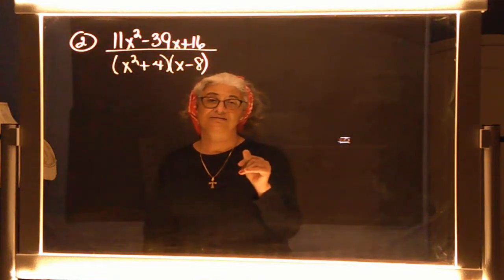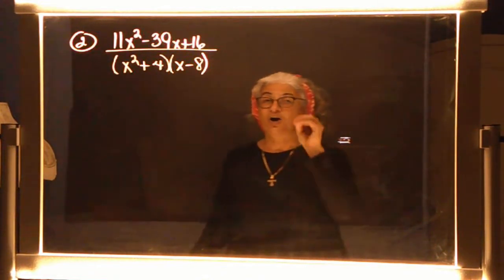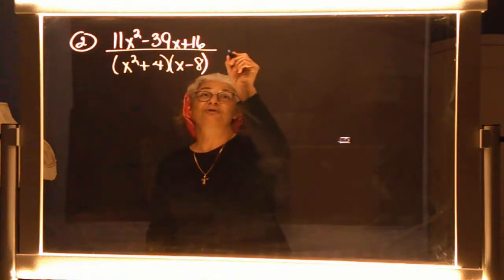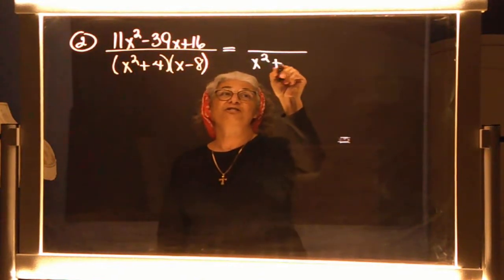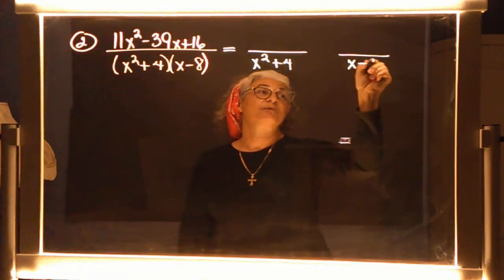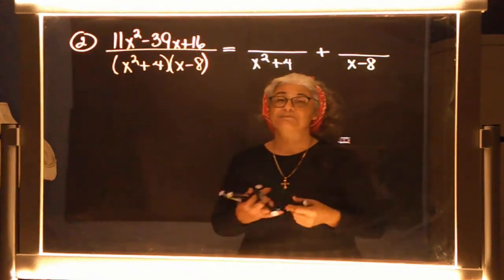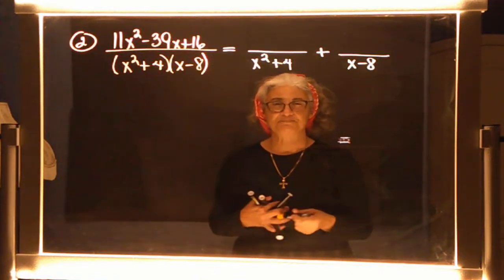What's next? Yeah, it says the factors that we got from the denominator are the denominators of the fractions that we're looking for, which means in this particular case, one fraction is going to be x squared plus 4. The other fraction has a denominator of x minus 8. And again, we always attach it with addition. With me?